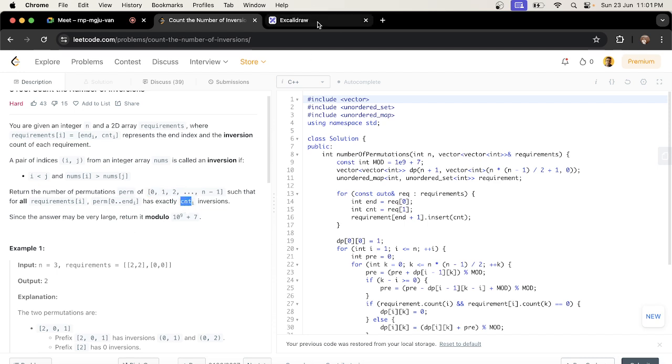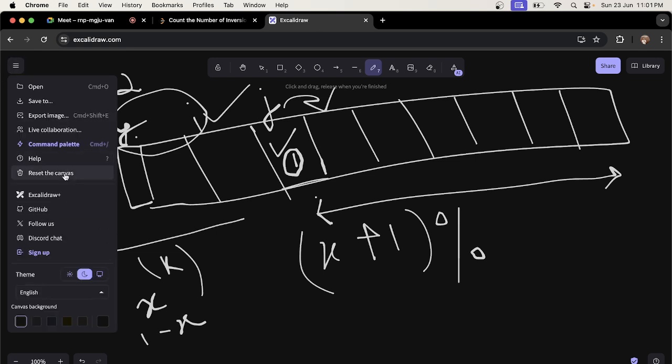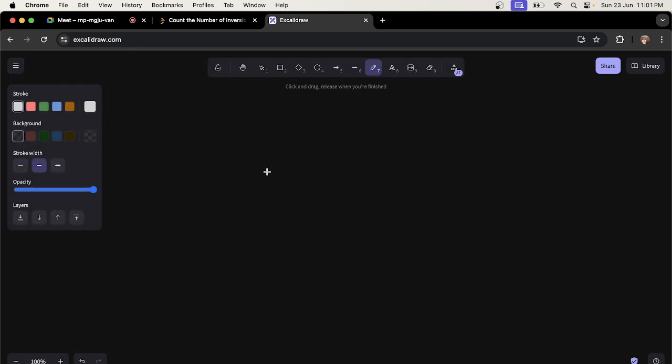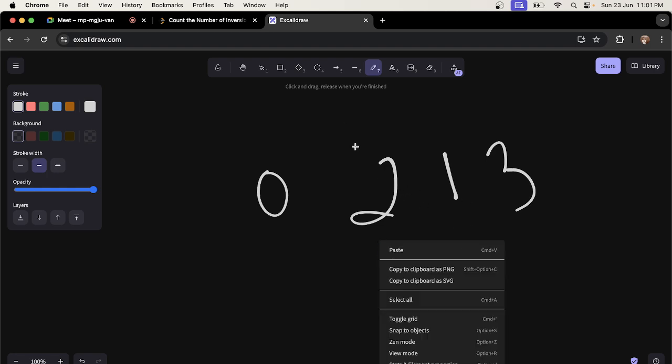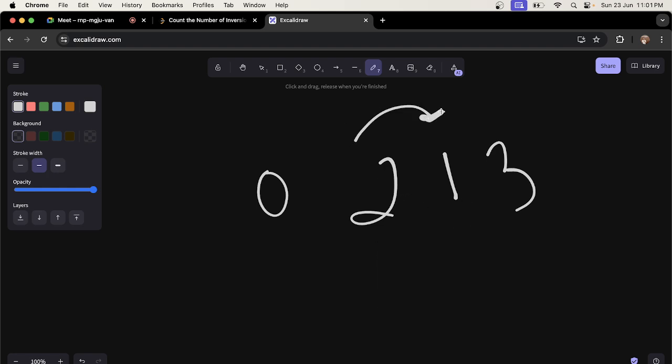Now, for people who don't know what an inversion is, let's say I take an example, 0, 2, 1 and 3. So 2 comes before 1 in spite of 2 being larger than 1. So this is an inversion. Everyone is okay with knowing what an inversion is. If a larger number comes before a smaller number, it's called an inversion.